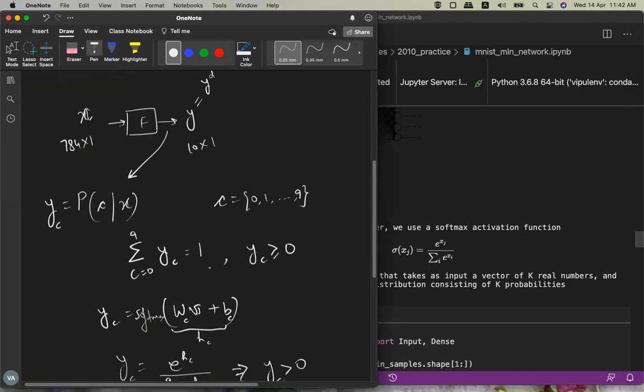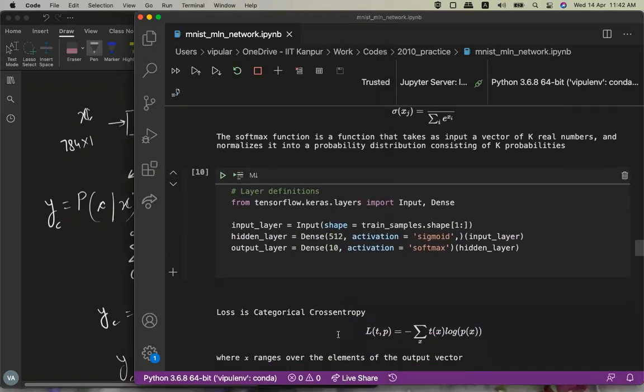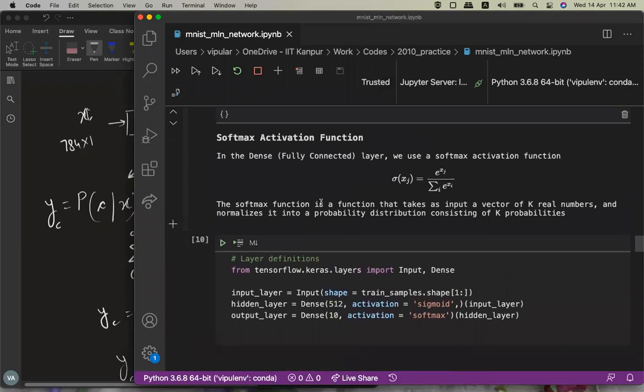Right? So yes, you can create another function. If you don't want to use softmax, no problem. Create another function which can satisfy this constraint. Then it is all right. But sigmoid won't satisfy this constraint. Okay, so now let us look at how we define the network.